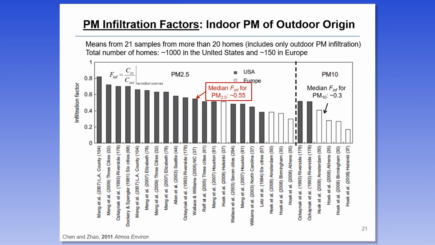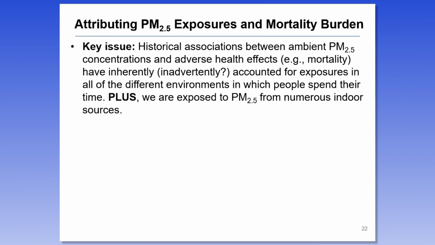But the median infiltration factor for PM2.5 across homes is somewhere around 50 or 60%, meaning that your indoor exposures to outdoor PM2.5 in your home are probably, on average, about 60% or 50% of what they would be if you were standing right outside. That's because the building envelope filters some of the particles. Particles enter and deposit on surfaces, and then they're controlled by any filtration systems that you might have in a building.